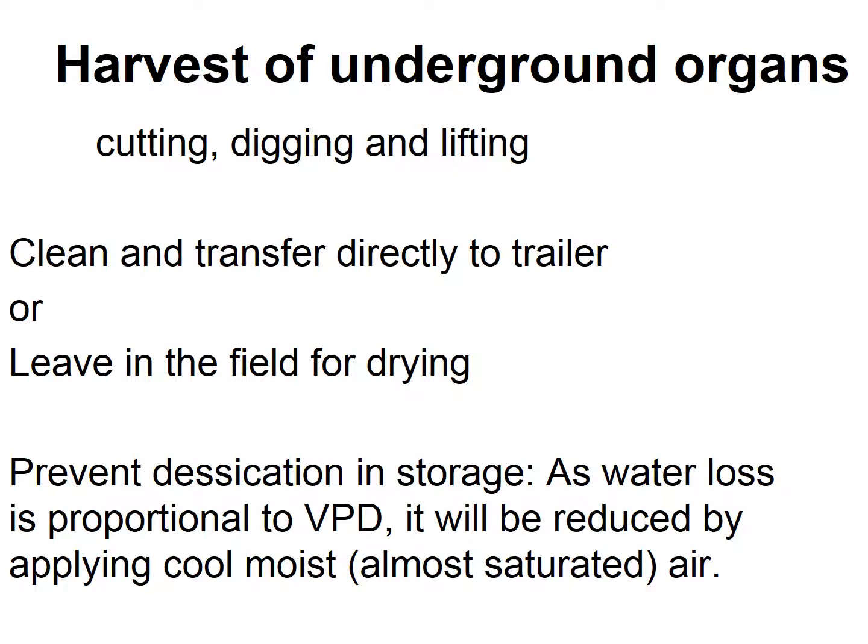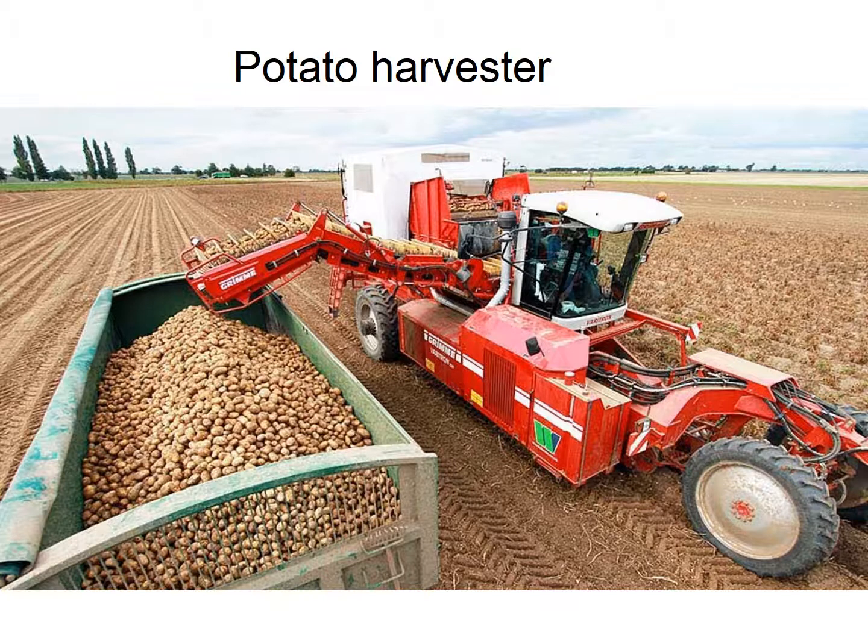As opposed to seeds, in the case of underground organs in storage, we have to prevent desiccation. As water loss is proportional to vapor pressure deficit, we will reduce desiccation by applying cool, moist air, almost saturated. Here we see a picture of a potato harvester that cleans and lifts and transfers the clean potato directly to a trailer.